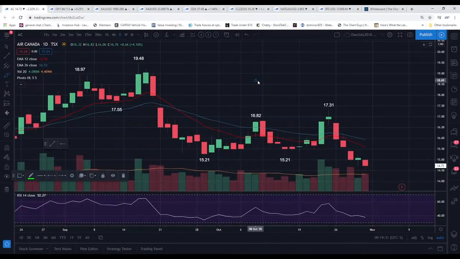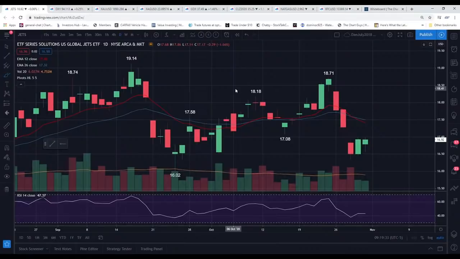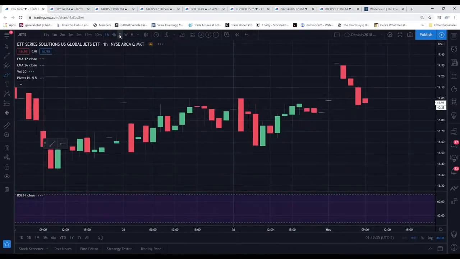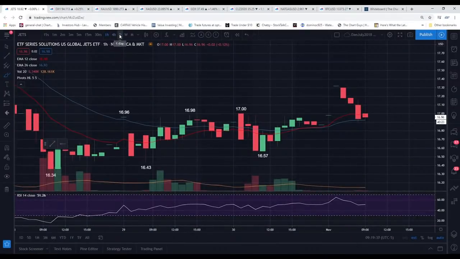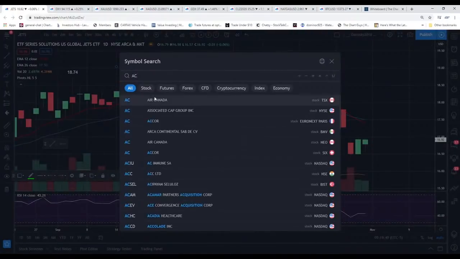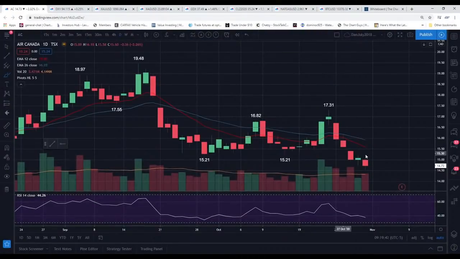AC, Air Canada. So first thing, whenever I look at this ticker, I want to see what the overall sector is doing. So I look at JETS, and I can see JETS had a double top Thursday, Friday, and we're going to be testing that level first thing. So I know that the sector has a key level that it's going to be testing. And I can see that AC has a little bit weaker of a bounce attempt comparative to the US names.